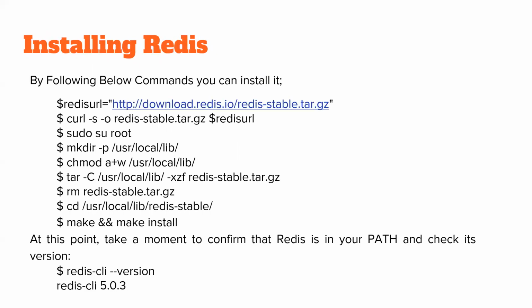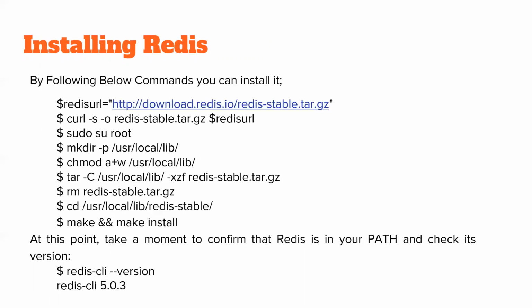So let's install Redis from source code. First, download the Redis source code as a tarball using curl. Now switch over to root and extract the archive source code to /usr/local/lib. Optionally, you can now remove the archive itself. This will leave you with the source code repository as the redis-stable directory.